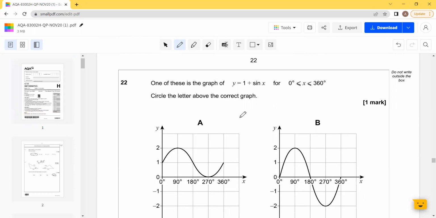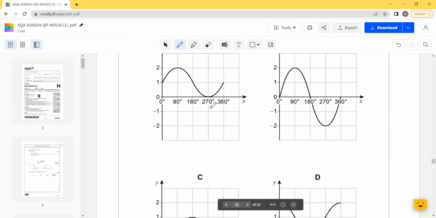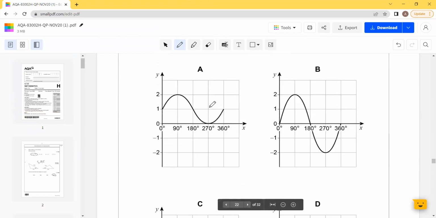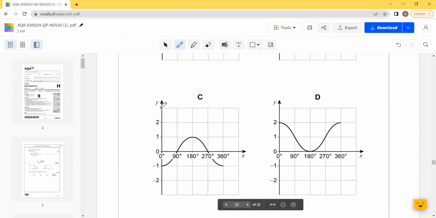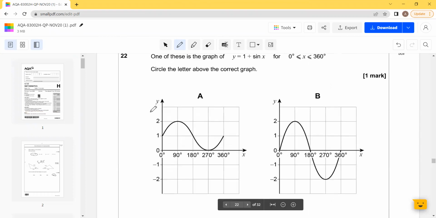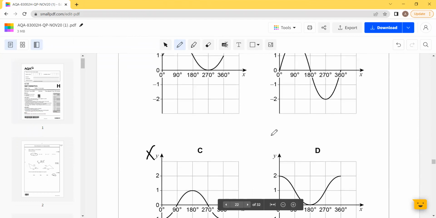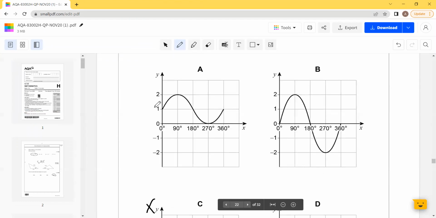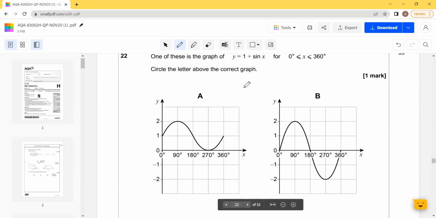Question 22. One of these graphs is the graph of y equals 1 plus sine x. So we know that it can't be C, because we know that the maximum value of sine is 1. So if you add 1 to it, the maximum would have to be 2. So it's between A, B, and D. Well, what do we know about the value of sine 90? We know that sine 90 is 1.